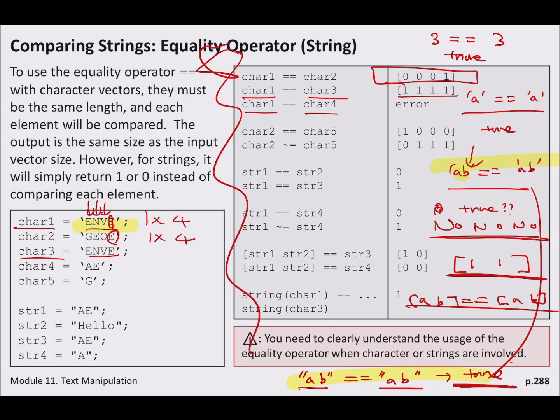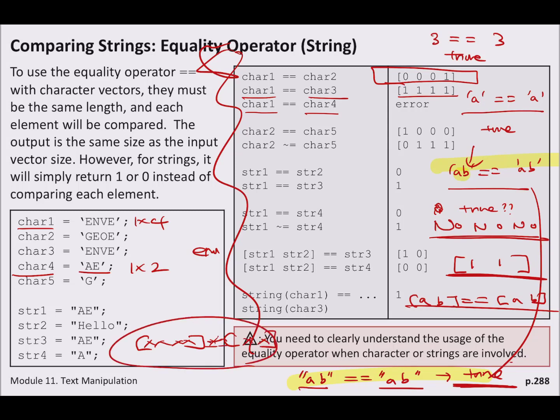What about character 1 and character 4? This one is 1 by 2, and character 1 is 1 by 4. Right, we cannot compare vectors of different lengths. How can we compare the 4 values and the 2 values? We cannot do that. That's why it gives you an error. Make sense?